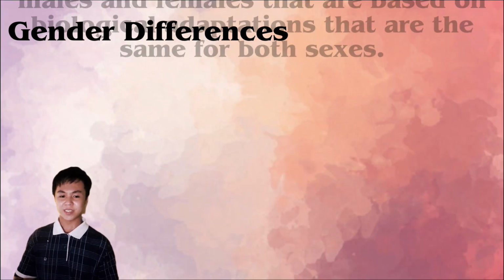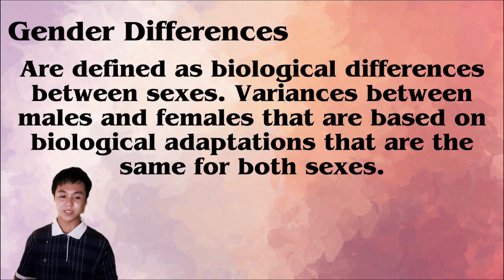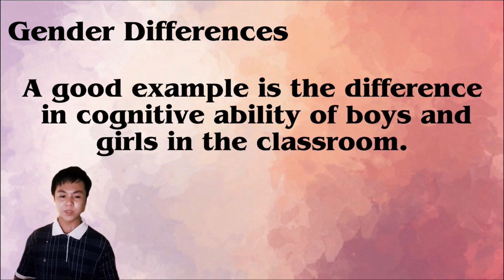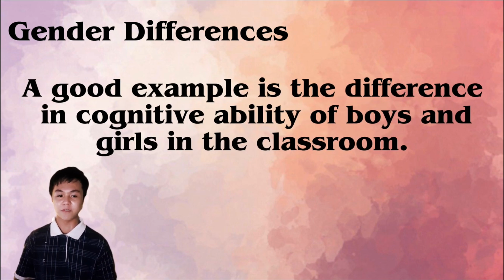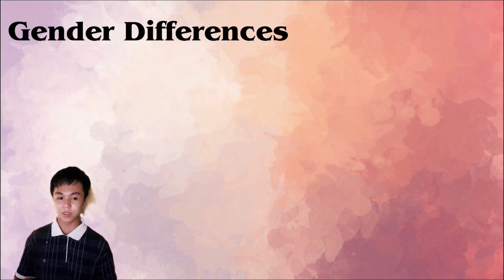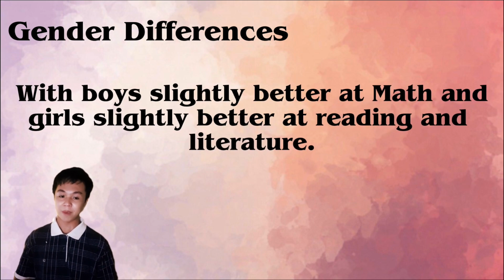Gender differences are defined as biological differences between the sexes, variances between males and females that are based on biological adaptations that are the same for both sexes. A good example is the difference in cognitive ability of boys and girls in the classroom, with boys slightly better at math and girls slightly better at reading and literature. Now let's get back to gender.